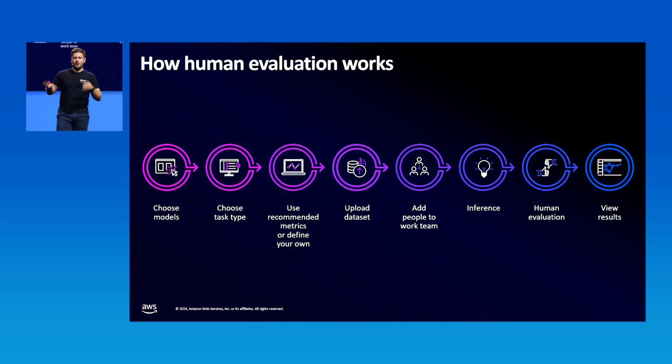And then after the inferencing of the different models, so after we created all the outputs with the different models that we shortlisted, we will have a human evaluation step where humans will actually look at the outputs and rate them based on the metrics that we defined before, which you can then view the results of in the interface to assess the quality of the different models that you evaluated.